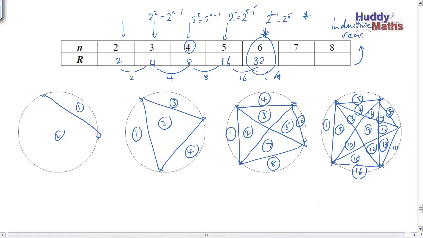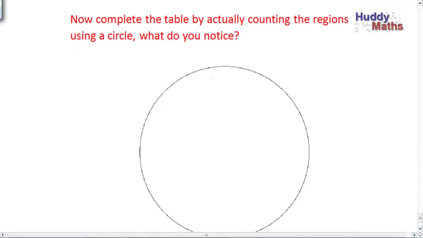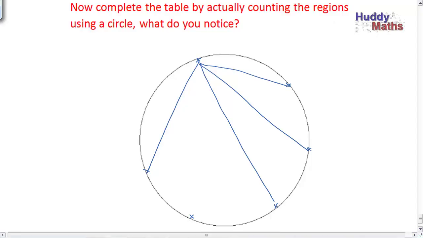Let's test it now. So come down, and I've got this for you. Now complete the table by actually counting the regions using the circle. So what are we up to? We want to test 6, don't we? Well, let's do this carefully. This is going to be hard. 1, 2, 3, 4, 5, and 6. So let's join them. That one to that point, and then to this one, to this one, to this one.